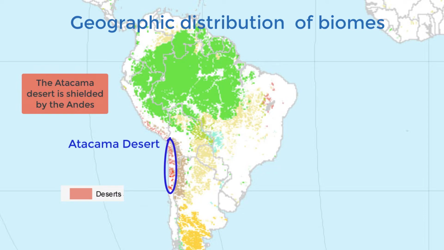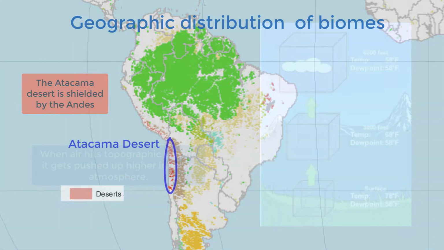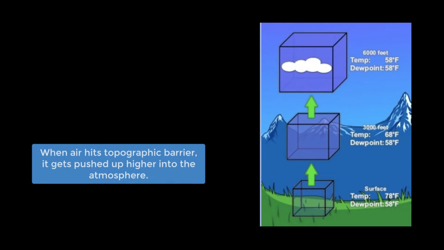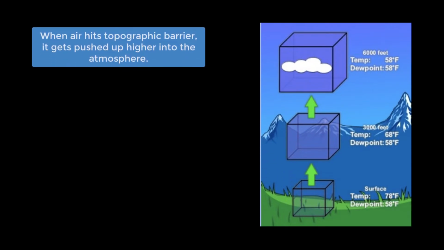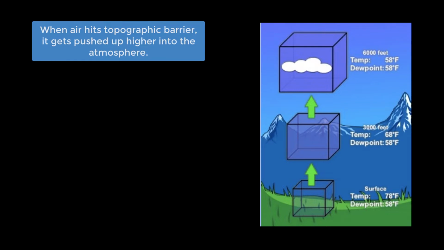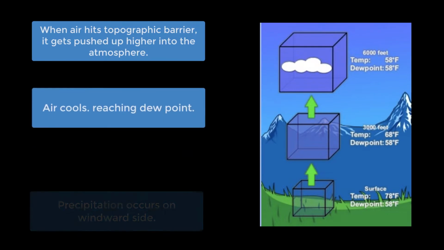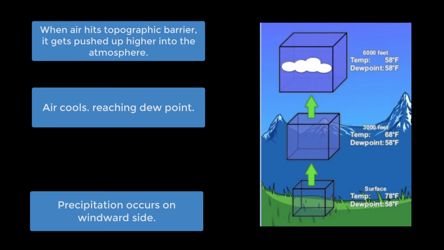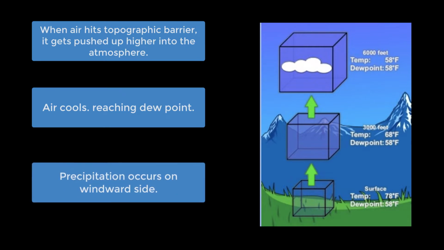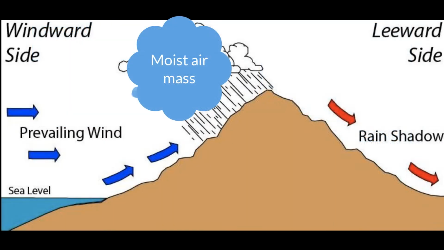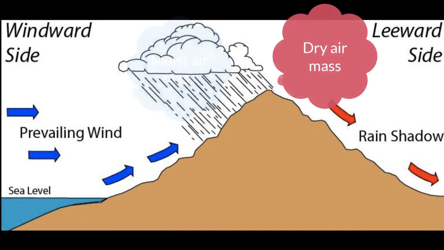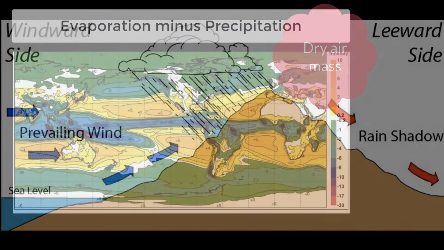These deserts are located on the leeward side of mountain ranges. So when warm, moist air hits this topographic barrier called a mountain range, the air mass gets pushed up into the atmosphere where it cools and will hit the dew point and then either rains or snows and dumps its moisture on the windward side of that range. And then when the air mass goes up and over the mountain range, it's a drier air mass and has less moisture and doesn't rain or snow on the leeward side.